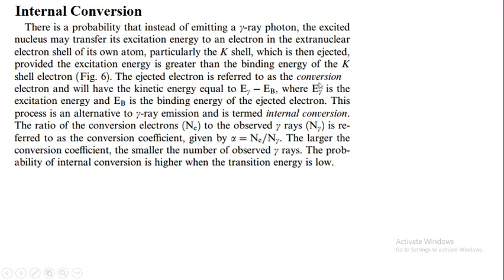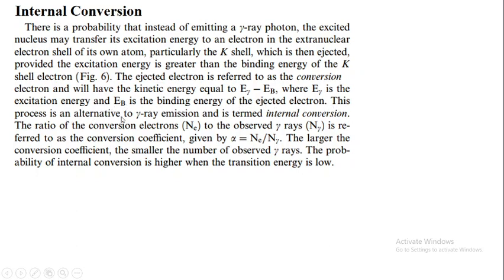The ejected electron is referred to as a conversion electron, because the energy liberated from the nucleus is actually used to eject an electron. So this energy was converted into the ejection of an electron. This electron is called a conversion electron because it is ejected from the electronic environment by absorbing the energy emitted from the nucleus, which is greater than the binding energy of that electron. It will have kinetic energy equal to the gamma energy minus the binding energy. So the difference of these energies is the energy carried by the conversion electron, where the gamma energy is the excitation energy and the binding energy is that of the ejected electron.